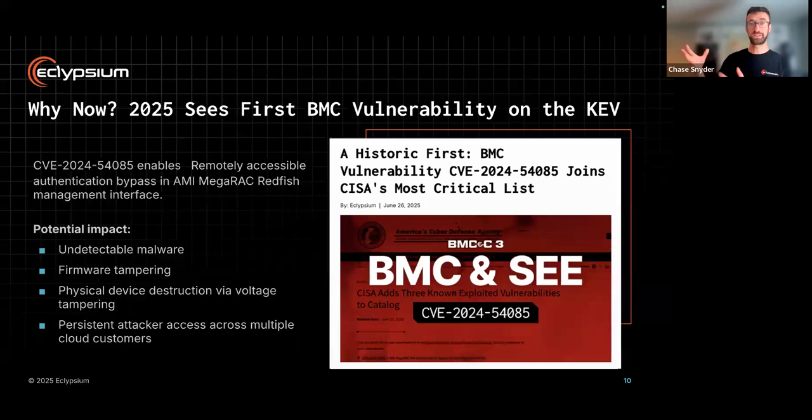So CISA wants to give people the heads up that they should shore up their security around this, but they might not want to disclose other details. So we don't know whether this is being used against AI data centers or not. But what we do know is that baseboard management controllers are in AI data centers. I believe that some BMCs that are in NVIDIA gear use AMI firmware. It may not be the exact versions.